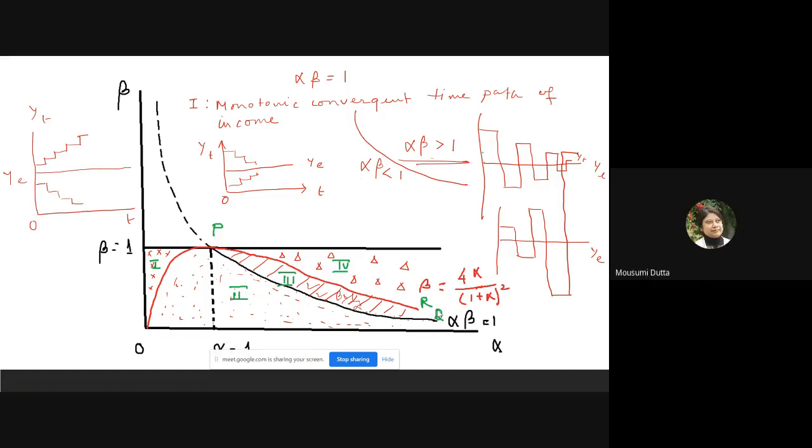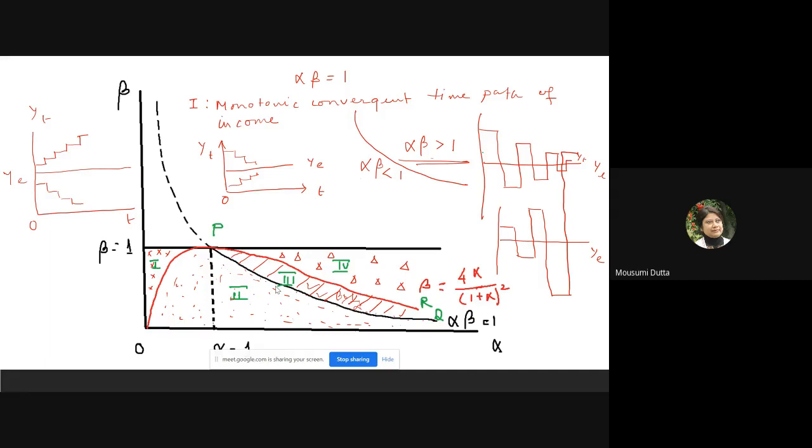Yes, very good. Oscillatory, because this black line is below this red one. So beta is less than 4 alpha by 1 plus alpha whole square, so the roots will be complex conjugates. So the time path will be oscillatory. However, when alpha beta is equal to 1, neither will it converge nor will it diverge. Rather, it will be a uniform oscillatory time path.